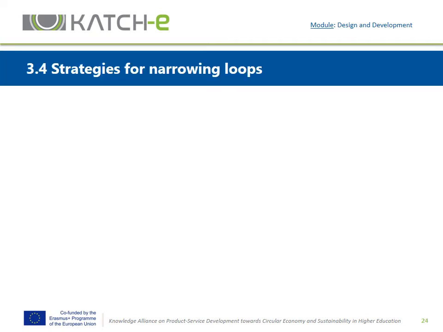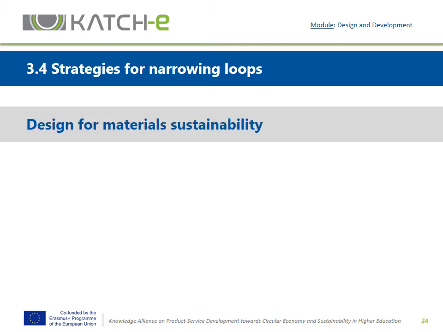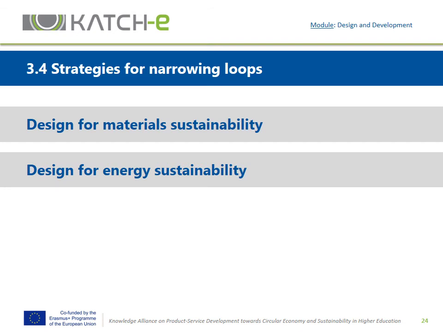In the strategies for narrowing loops, we have the design for material sustainability and the design for energy sustainability. These strategies are fundamental to assure that the products or services are circular, eco-efficient, and potentially sustainable.